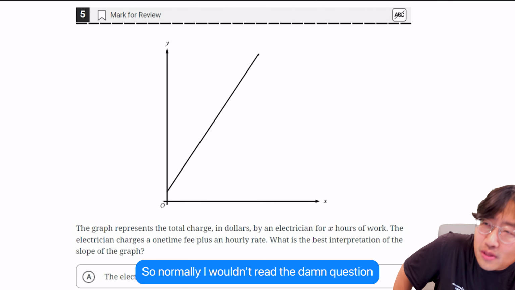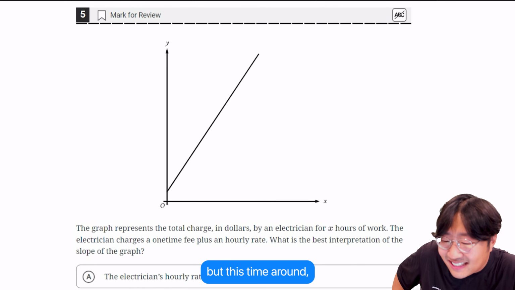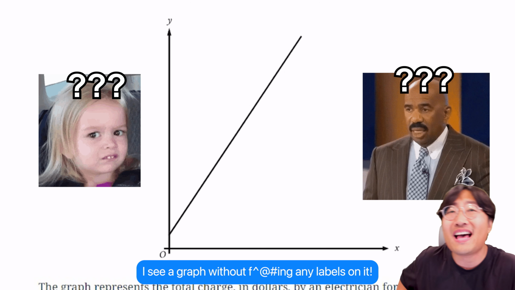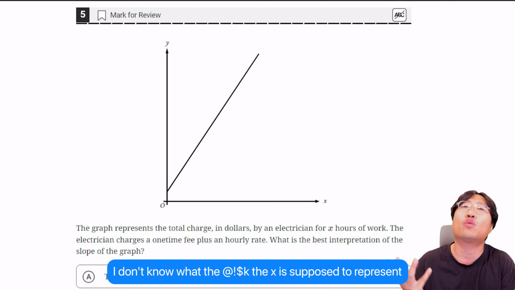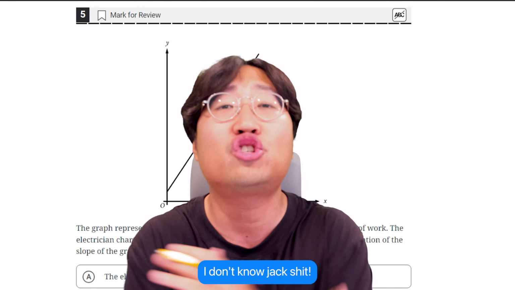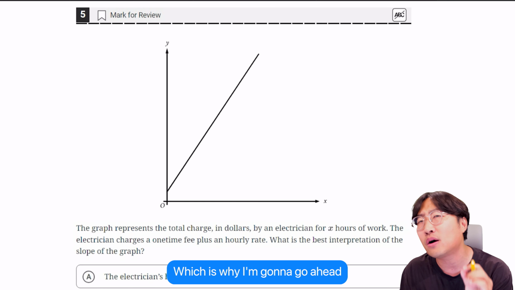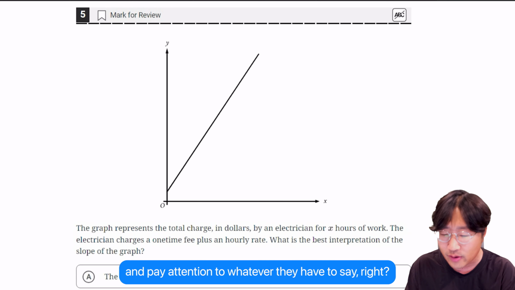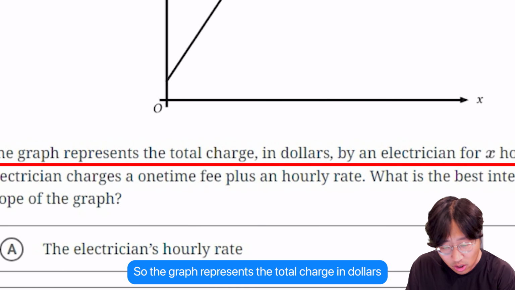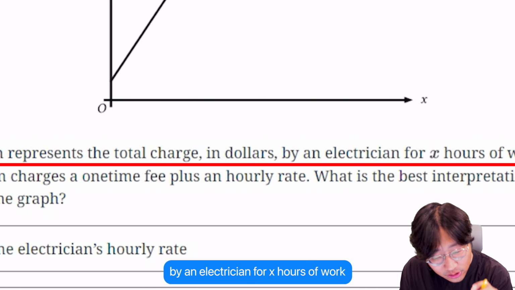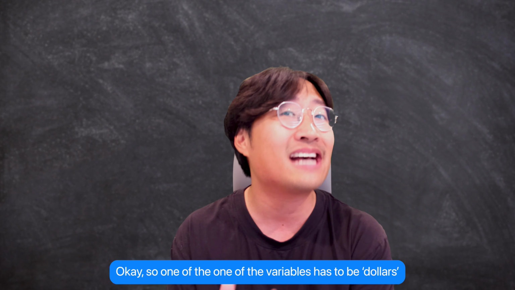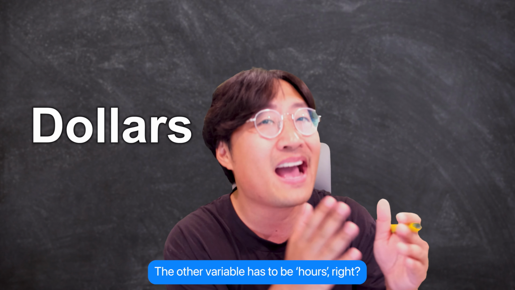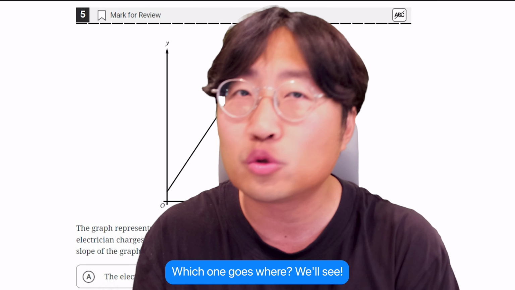Number 5. Normally I wouldn't read the question, but this time I see a graph without any labels on it. I don't know what the Y is supposed to represent. I don't know what the X is supposed to represent. So I'm going to pay attention to whatever they have to say. The graph represents the total charge in dollars by an electrician for X hours of work. Stop right there. One of the variables has to be dollars. The other variable has to be hours. Which one goes where? We'll see.